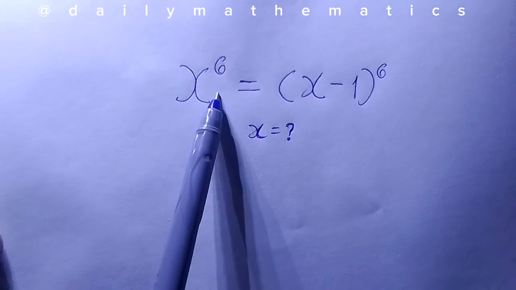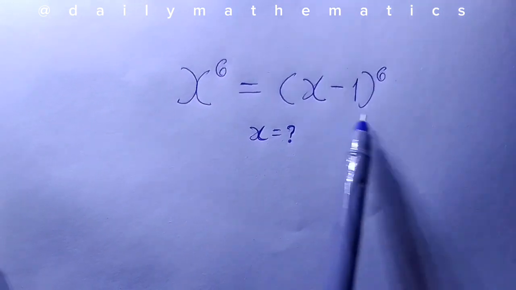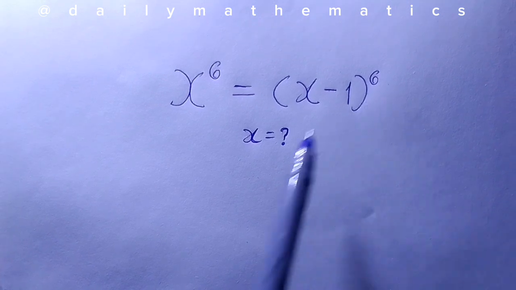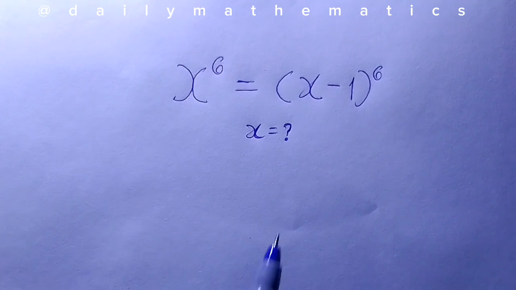x raised to the power of 6 equals (x minus 1) raised to the power of 6. Find x.